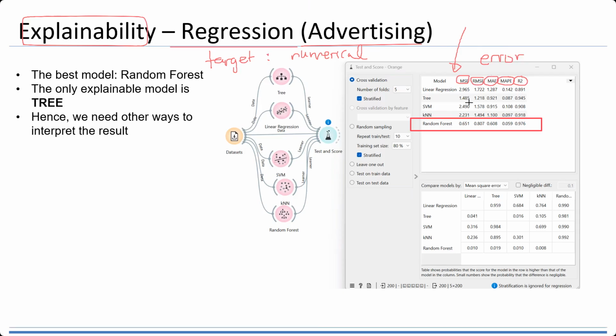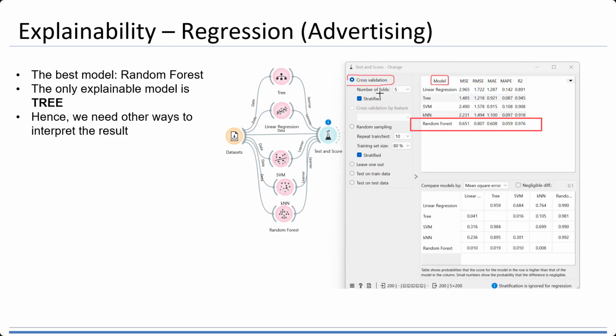Then, if the error is minimal, that's the best. So we look at the MSE. Okay, this is the lowest. Let's look at the RMSE. Okay, this is the lowest. So how can we determine the lowest? We can compare with the other models. So we use the cross validation, and the fold is 5. Do you remember?